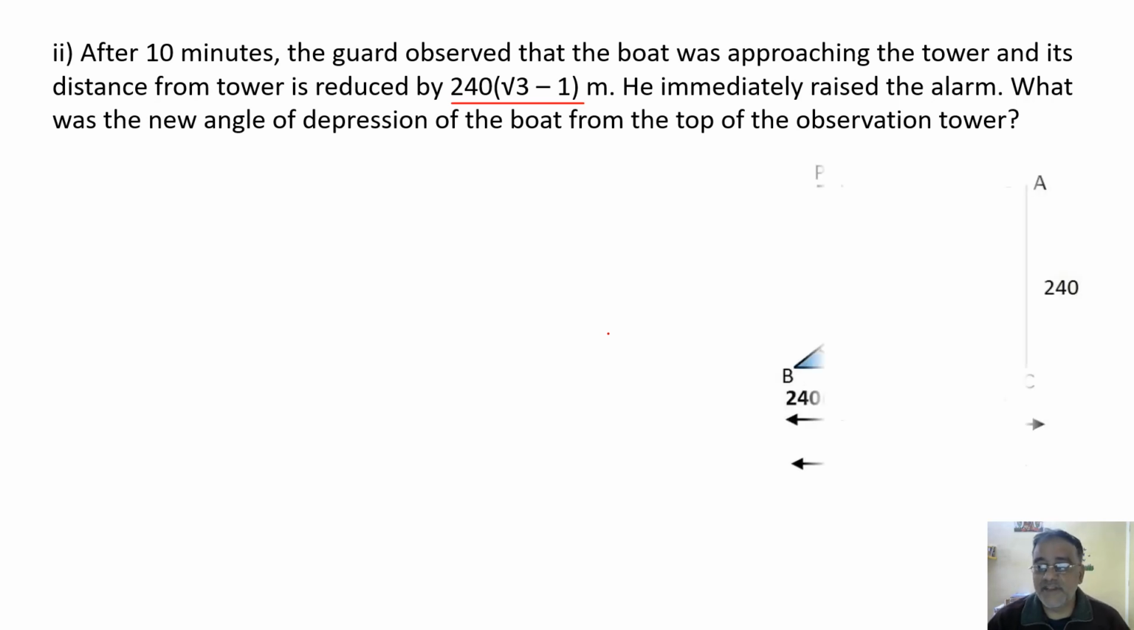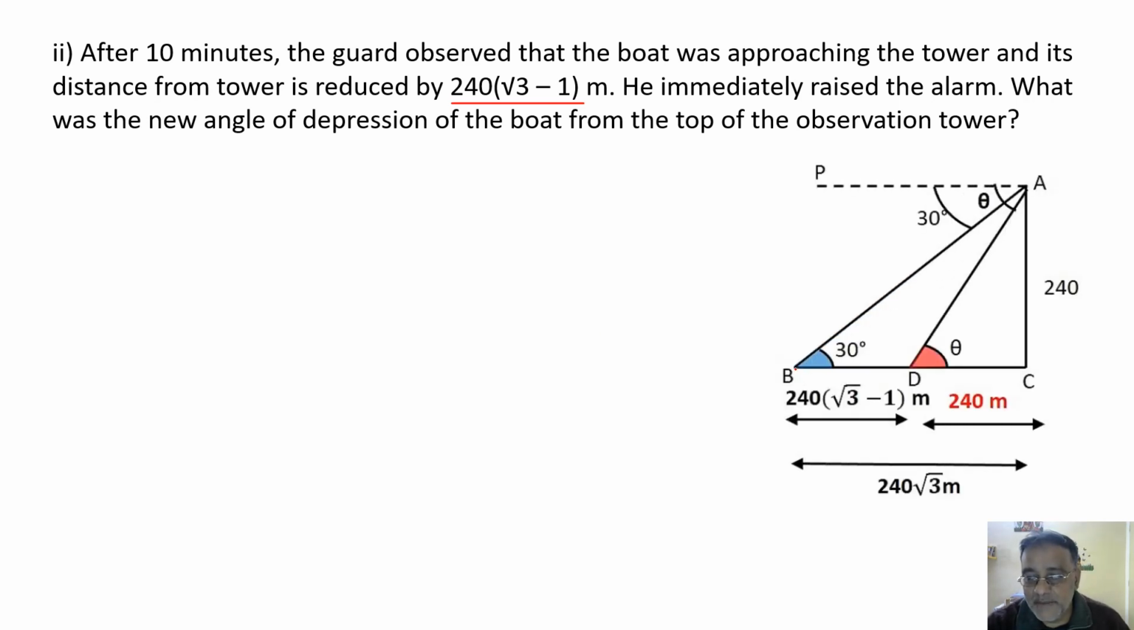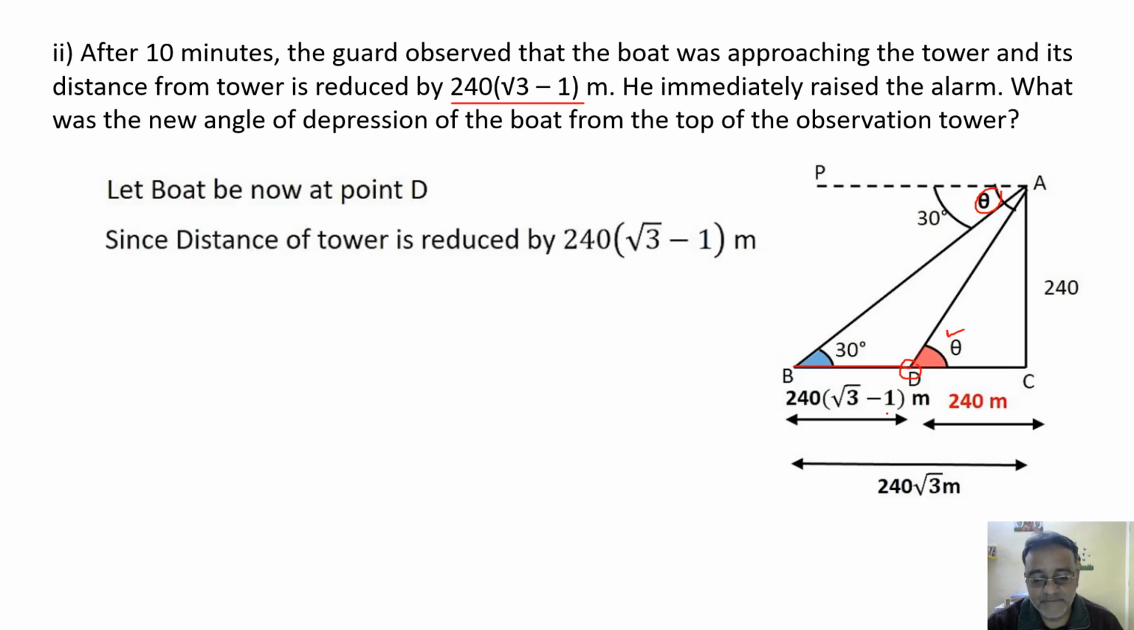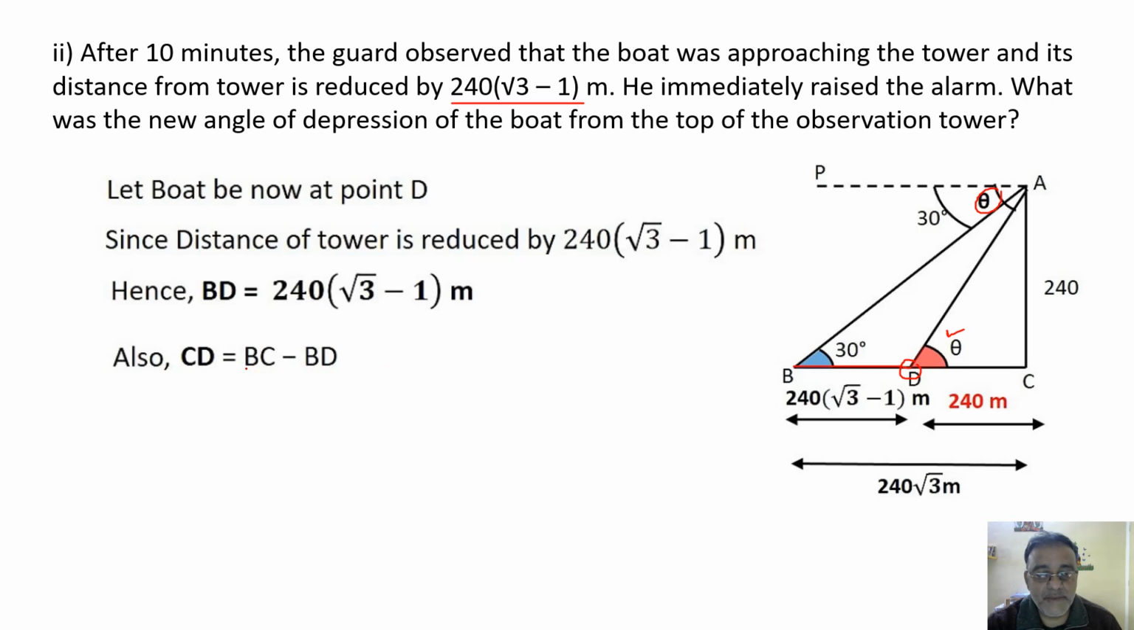Yes, sir. ठीक है. So ये इसका रफ फिगर है. अभी B से D पे आ गया. Now D is the position of boat and we need to find this angle actually. ठीक है, ये थीटा निकल जाएगा तब हम लोग ये वाला एंगल बताएंगे. चलो, so let boat be now at point D, and the distance of tower is reduced by 240 into root 3 minus 1. So hence BD is equal to 240 into root 3 minus 1, and CD is equal to BC minus BD.